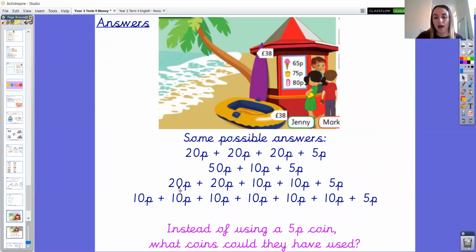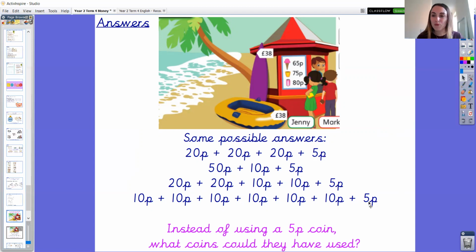You may have looked at different ways of making 50p here, so 20p, add 20p, add 10p equals 50p, add 10 more p, add 5p equals 65p altogether. Or you may have written 6 lots of 10 for 60p, add 5 more p. So as you've noticed here, each addition sentence ends with 5p.